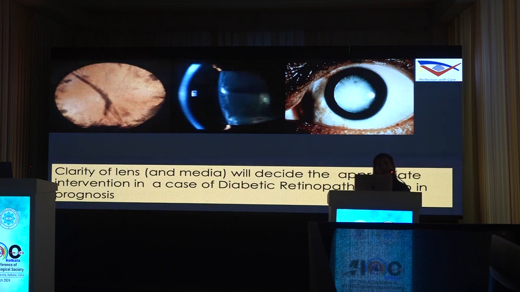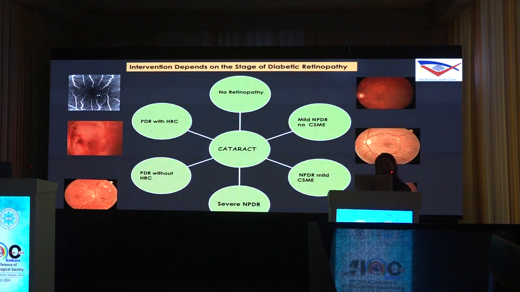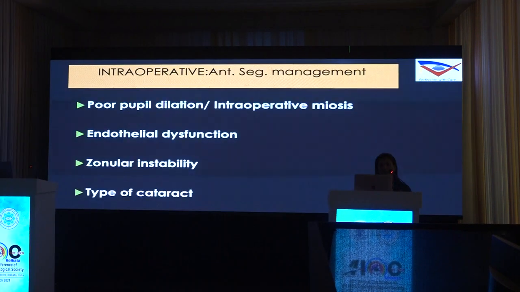If the cataract is not so advanced and you feel that the patient may require intervention for the vitreoretina earlier, you may decide to do an early cataract surgery. But however, if the patient has maculopathy or PDR, you may like to first treat the posterior segment or do a combined cataract and VR surgery.